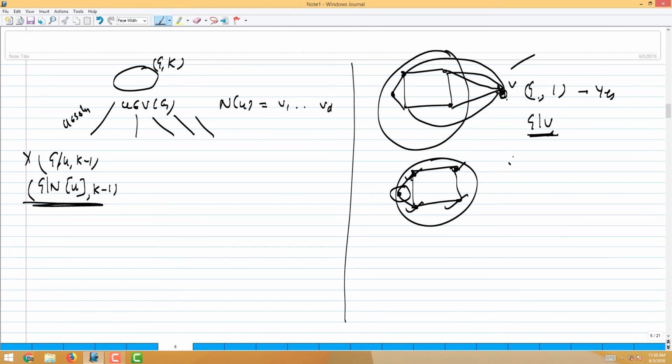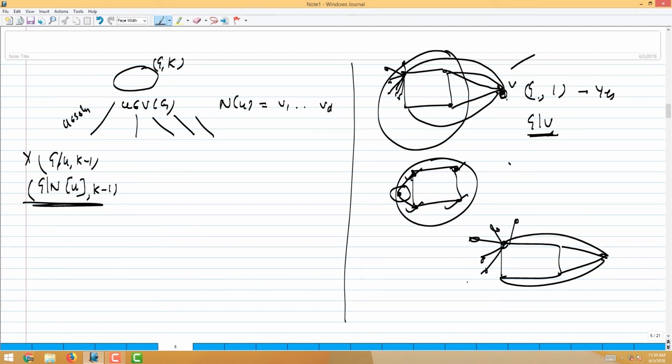For example, let's say it was this graph. There were a lot of pendant vertices associated with a vertex. Suppose the graph was this, and there is this vertex which has a lot of these vertices. Now we deleted V, and when we delete V, we have dominated all its neighbors.